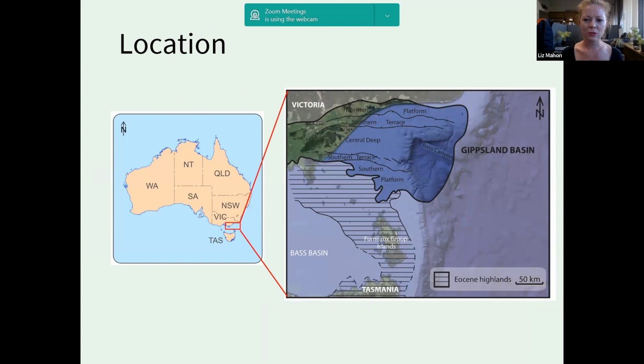I'm sure many of you are quite familiar with the Gippsland Basin, but just in case anyone is not, the Gippsland Basin is located on the southeastern corner of the Australian continent. It formed as part of a long line of rift basins along the southern margin of Australia, and they formed with the breakup of Gondwana when Australia rifted off Antarctica during the Mesozoic.